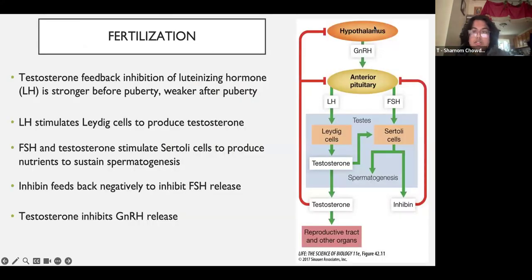So fertilization. Now we're going to talk about feedback loops again, and then we're going to talk about, oh, sorry.